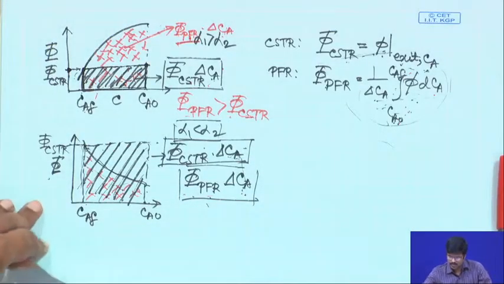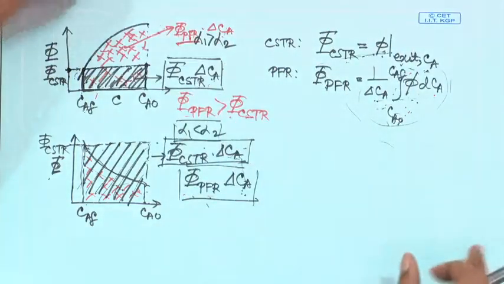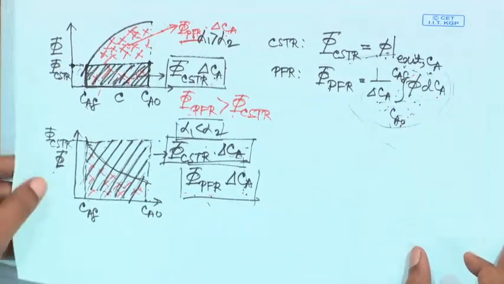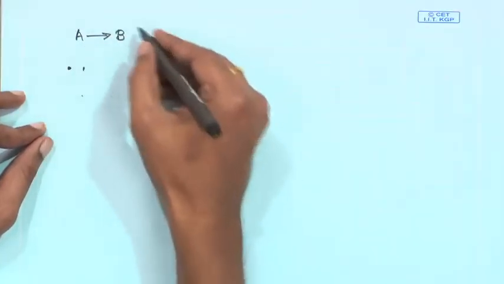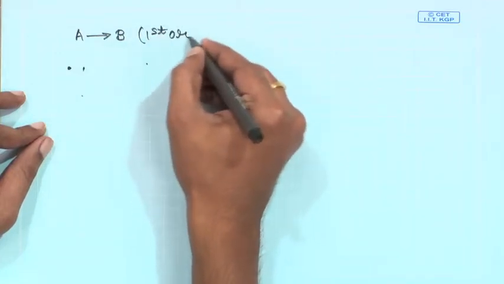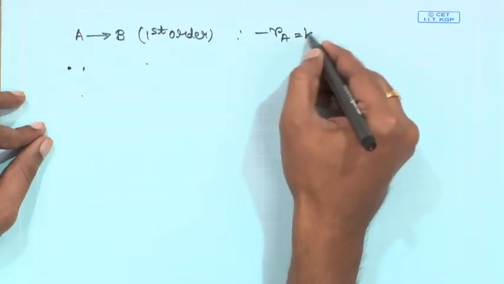Now, as we have completed our discussion on CSTR, let us go ahead and solve some simple problems again related to our chemical reactor design principles. So, let us define the problem like this. Say we are considering this particular reaction, and this reaction is first order in A, which means your rate law is this: minus r A equals rate constant into C A.